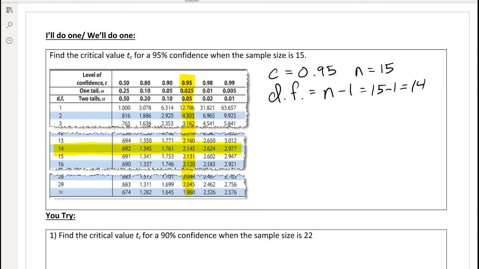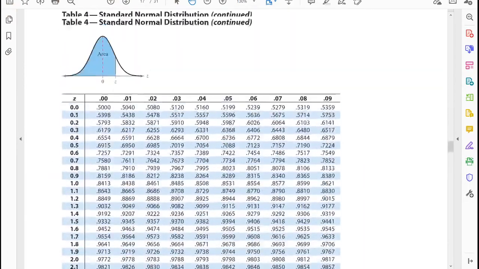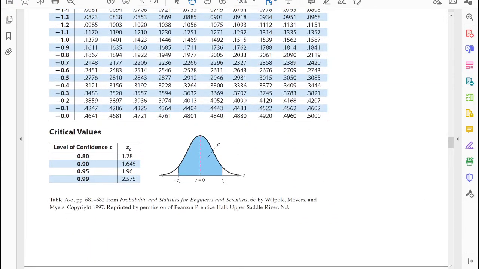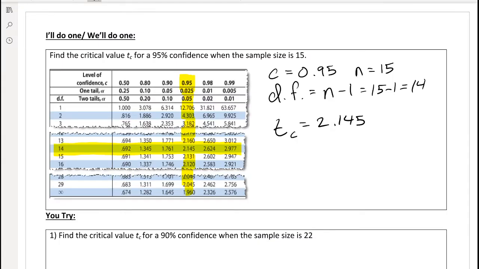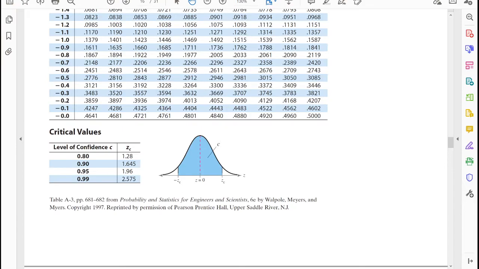My critical score, my T critical, is going to be equal to 2.145. And that's how you find your critical score using a T table as opposed to a Z table. When you look at the Z table on the previous page, with the level of confidence right here, 95%, the Z critical score was 1.96. You'll say, that's not the same number. This is 2.14, and the other one was 1.96.